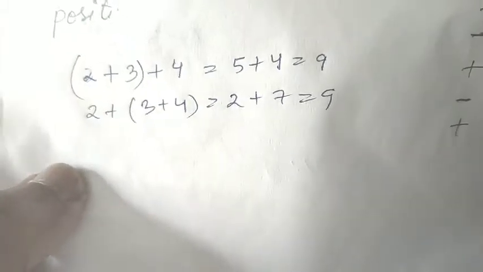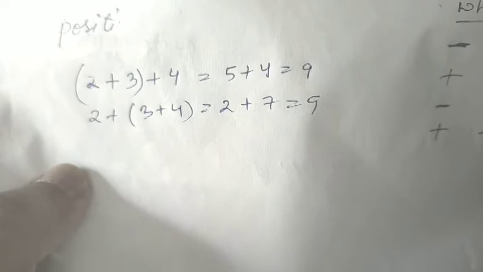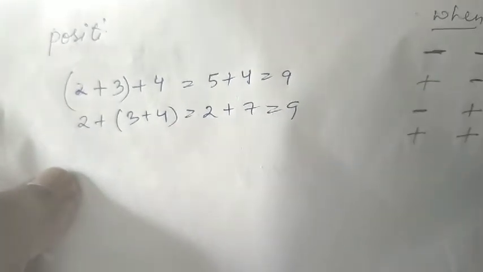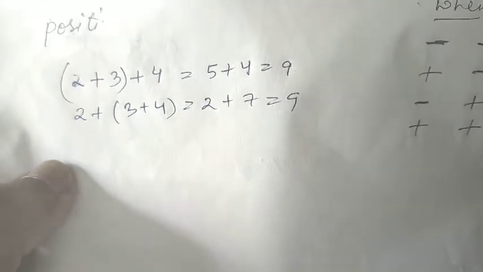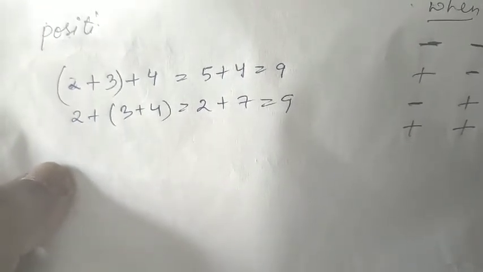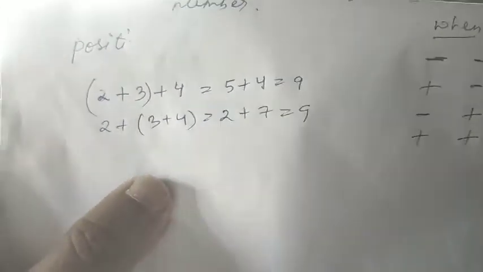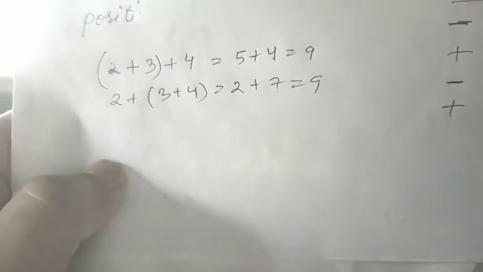So first let us add 2 plus 3. So 2 plus 3 will give us 5. Now if we add 5 plus 4, it will give us 9. In the same way, now if we add 3 plus 4 first, it will give us 7. Now if we add 7 plus 2, it will give us 9 again. So this is called the associative law of addition of integers.